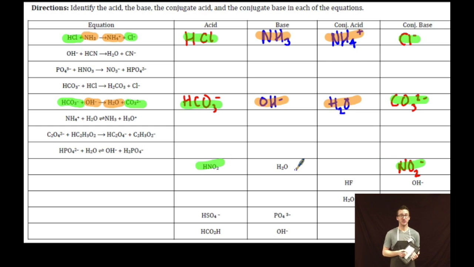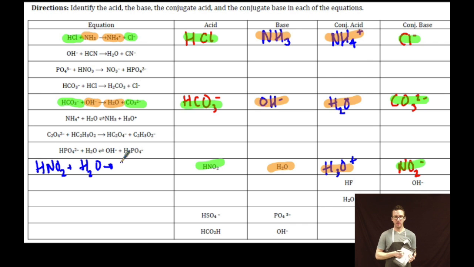Looking now at H2O, we're told that it's acting as a base or a proton acceptor. So let's think about what happens when H2O accepts a proton or a hydrogen ion. It's going to become H3O+. Here's my Bronsted-Lowry base and its conjugate acid pair, or what forms after it has accepted that hydrogen ion. Now let's write our equation. We've got nitrous acid, HNO2, interacting with water to form hydronium ion and the nitrite ion.